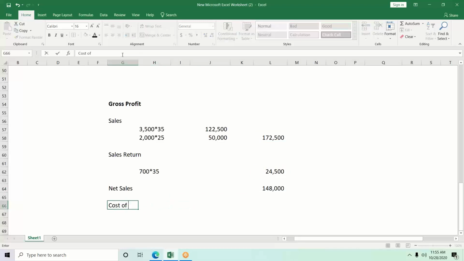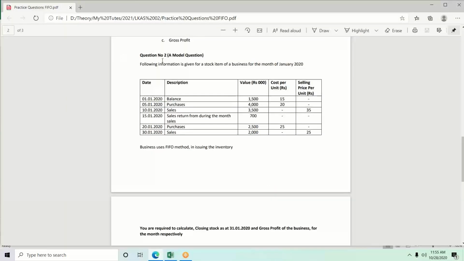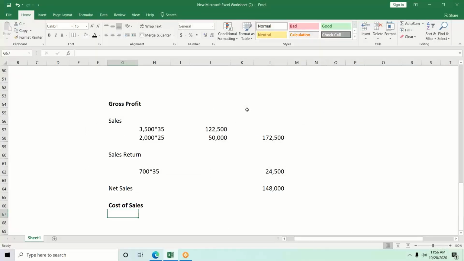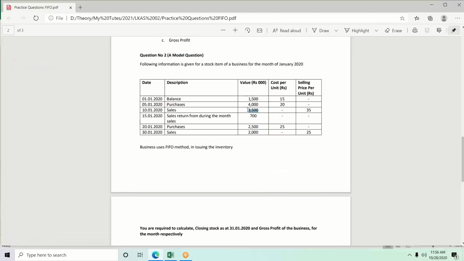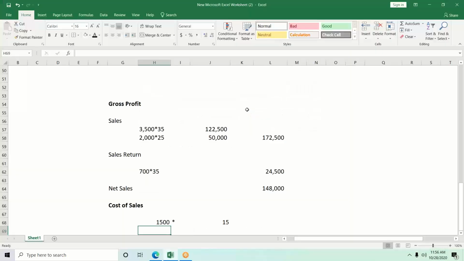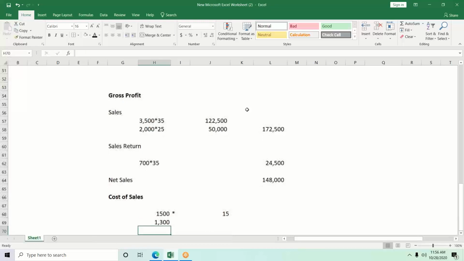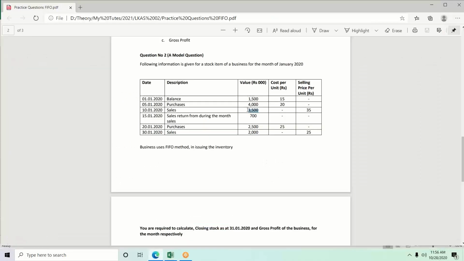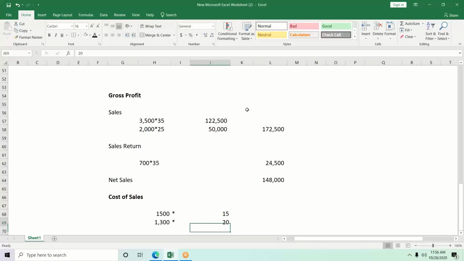And how much is the cost of sales? Right. Putha, when you are calculating the cost of sales, you can see here 3,500 units you have sold. 700 units has been returned. And Putha, actually you have sold 2,800. You calculate the cost of that 2,800. How are you going to calculate it? 1,500 units from the opening stock issued at 15, and another 1,300 units. That 1,300 units you would issue from the next purchase, that is at 20.